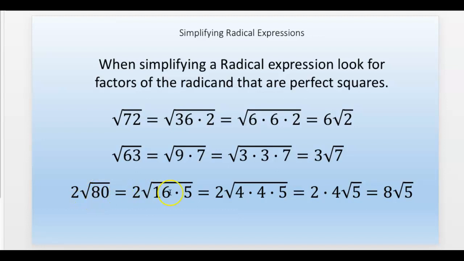80 is 16 times 5. 16 is a perfect square. The square root of 16 is 4. So we can take the 4 outside. The 2 is still there, so it just becomes 2 times 4. So now the coefficient is 8.